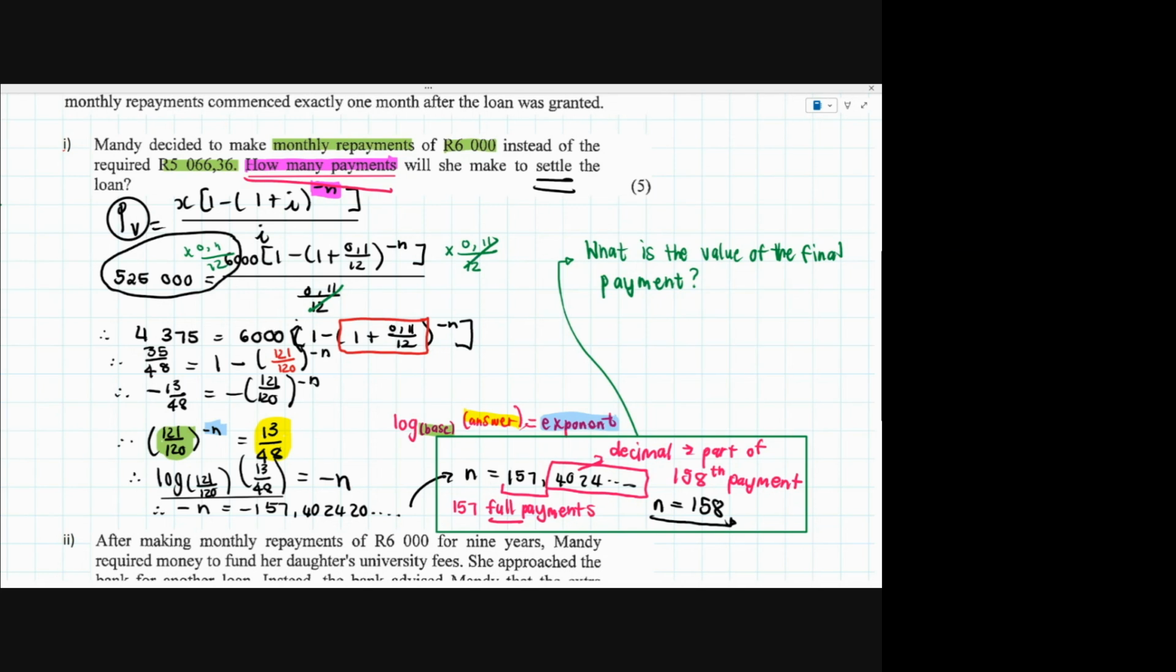And this is where the decimal comes in. So like I said, you've made 157 full payments. That is a full 6,000 Rand that you've paid. However, this 158th payment only represents 0.402420 blah, blah, blah of my 6,000 Rand monthly repayment. I'm only paying a portion of it. I'm not paying the full 158th payment. I'm just paying a portion of it. So in this question, what is the value of the final payment?